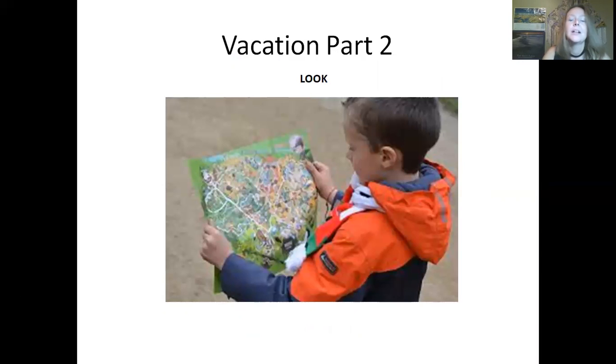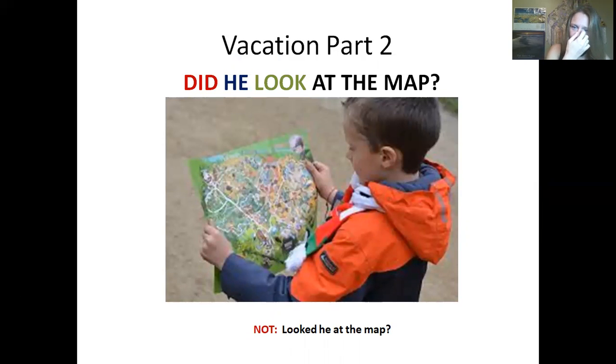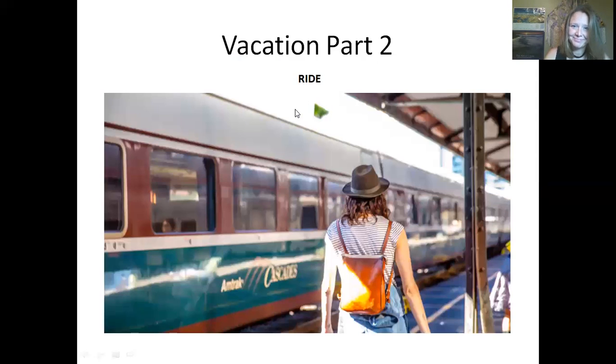Here we have a boy looking at a map. Think about how you're going to form that three-part question. Did he look at the map? Another common error, we swap the verb and subject order like we've talked about, but we forget to add that all-important did. Looked he at the map is not correct English. You have forgotten the did. And of course, you've kept the verb in an ED form that we're not actually going to use.